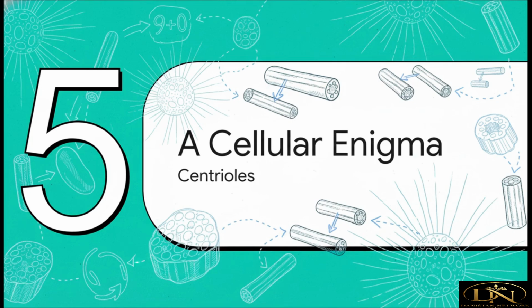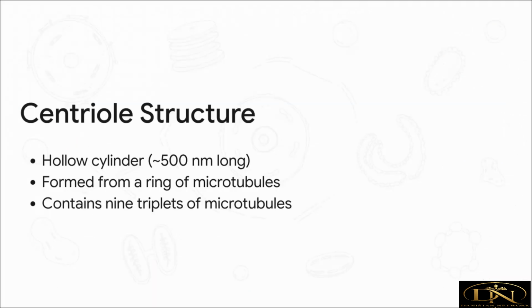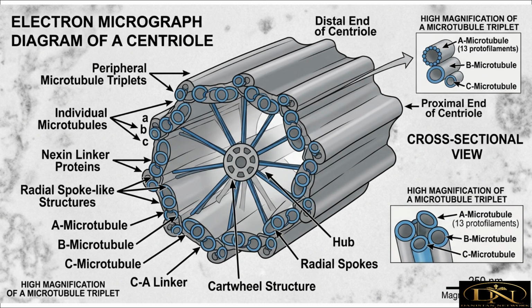the centriole. Yeah, under an electron microscope, you can see them so clearly. They're these 2 small cylinders, and you typically find them lying at right angles to each other in this area called the centrosome. Each centriole has this very specific structure. It's a hollow cylinder about 500 nanometers long, and it's formed from a ring of short microtubules. Specifically, it has 9 triplets of microtubules. It's this incredibly ordered pattern.